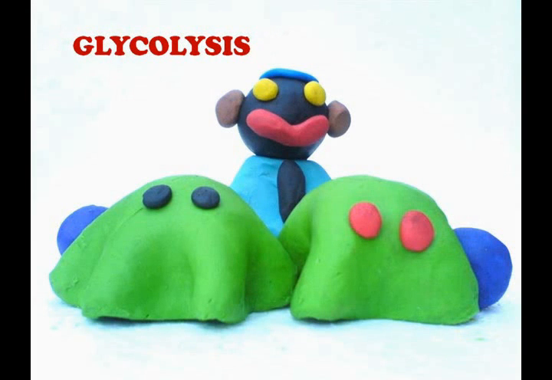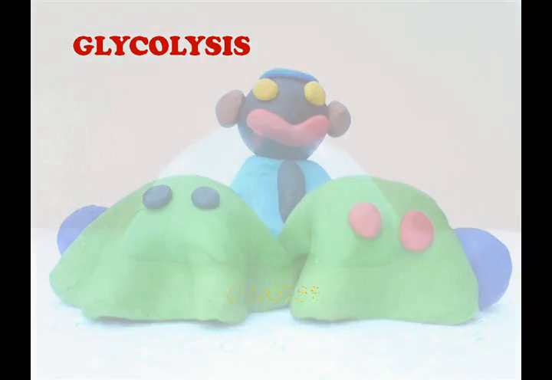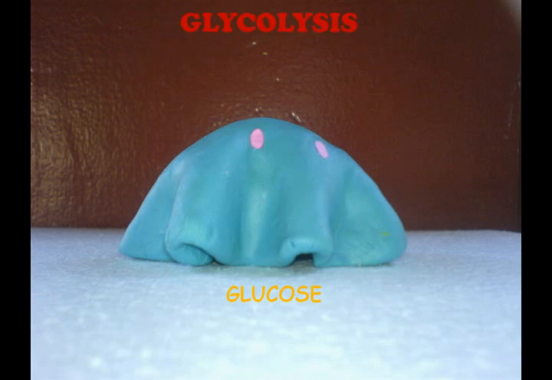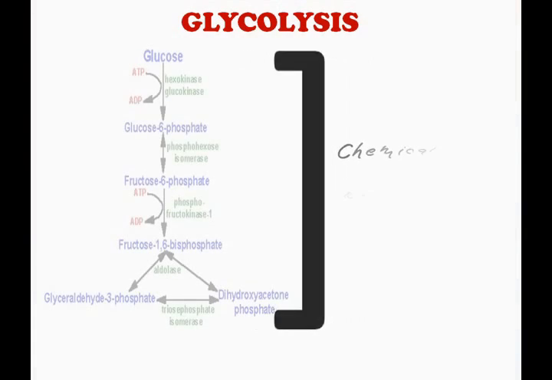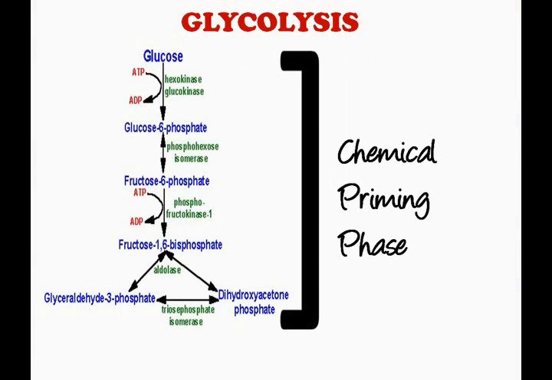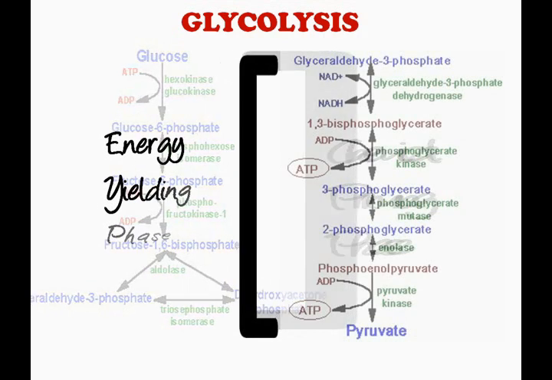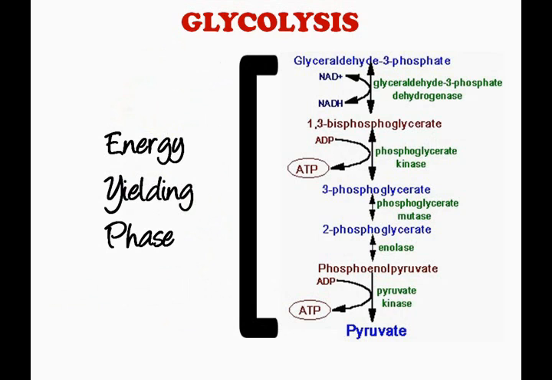Glycolysis, also known as the Embden-Meyerhof-Parnas pathway, is the major pathway for glucose metabolism. It is a good source of energy for the body because it can function under both anaerobic and aerobic conditions. Glycolysis occurs in the cytoplasm of all cells of the body. This pathway includes 10 steps which are further classified into two phases, namely, a chemical priming phase which involves the utilization of ATP, and an energy yielding phase which generates ATP.